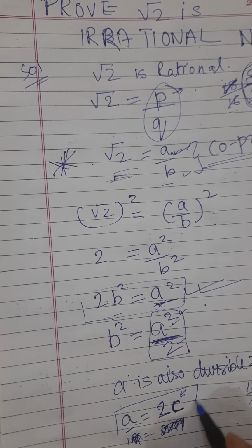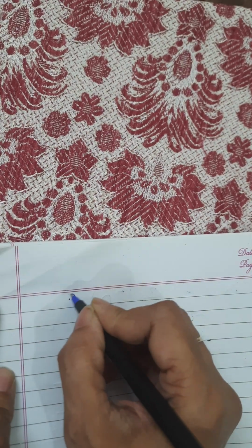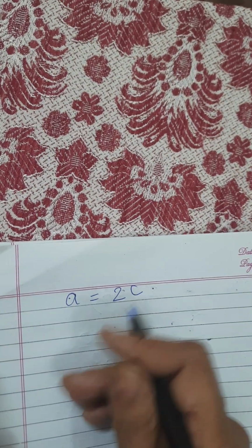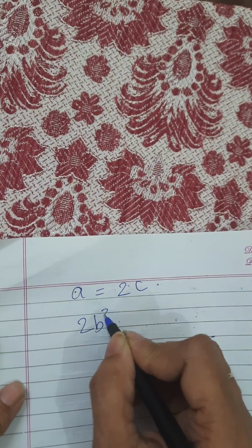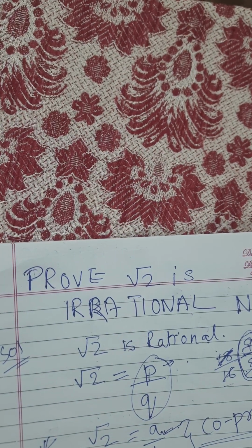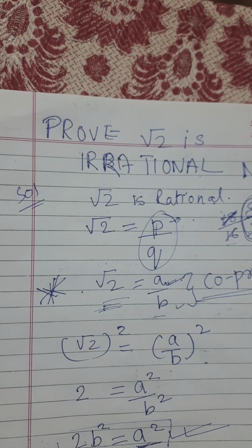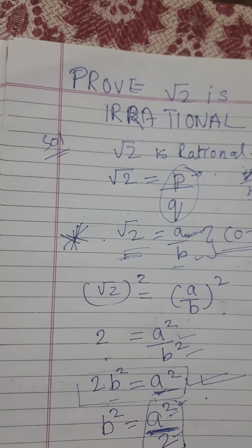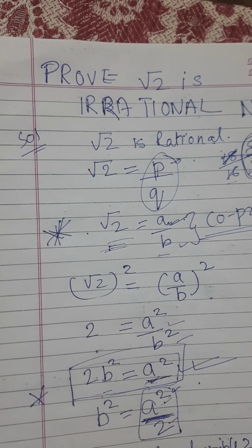So now I have to remember this. Now we did a is equal to 2c. We also had 2b square is equal to a square. Remember, when we squared both the sides, we got 2 is equal to a square by b square, and then we did 2b square is equal to a square. So this is another important part.